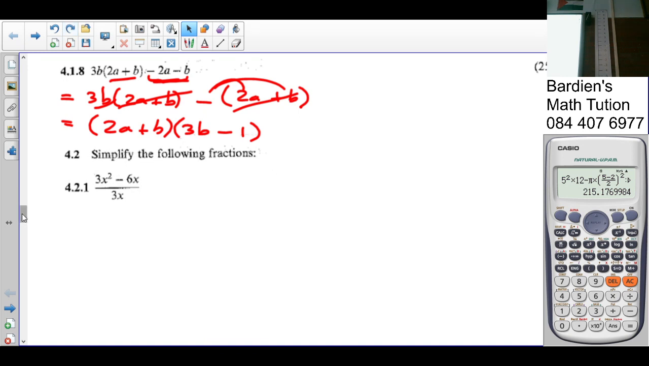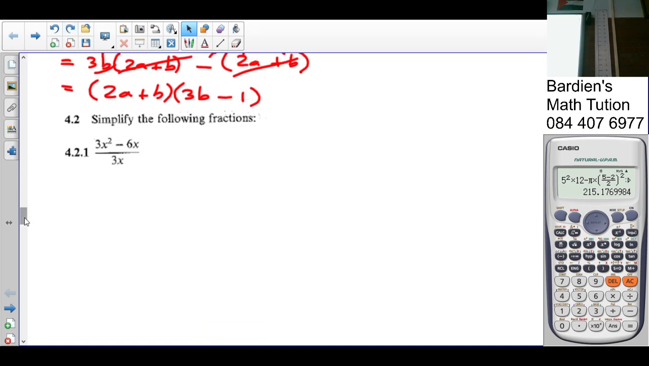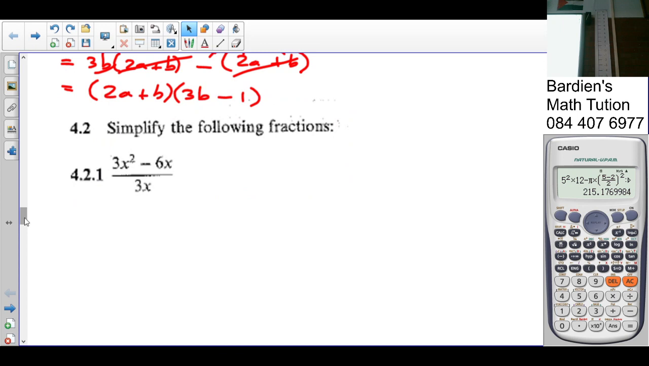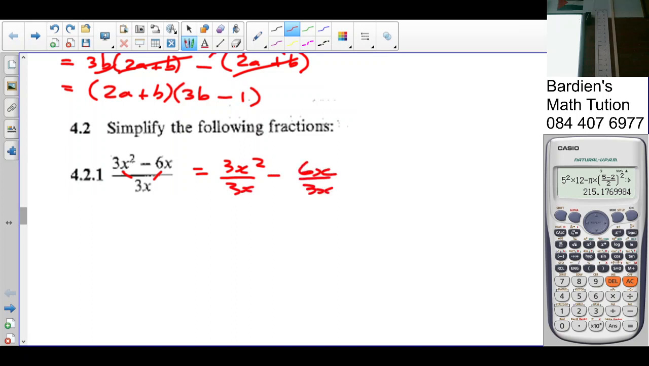Question 4.2. We have to simplify the fractions. So what can happen here? We put each one over its own. Not so? So that's going to give us 3x squared over 3x minus 6x over 3x. Now what? 3 cancels 3. X cancels one of those. Leaves you with x minus 3 going to 3 once, 3 going to 6 twice. The x is cancelled. x minus 2. That's one way of doing it.